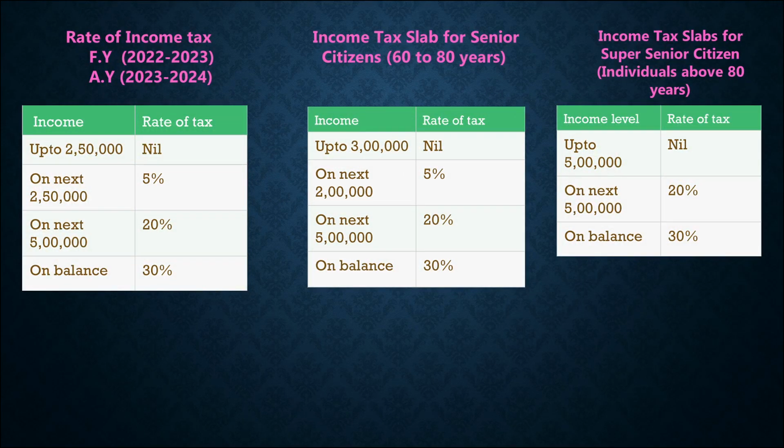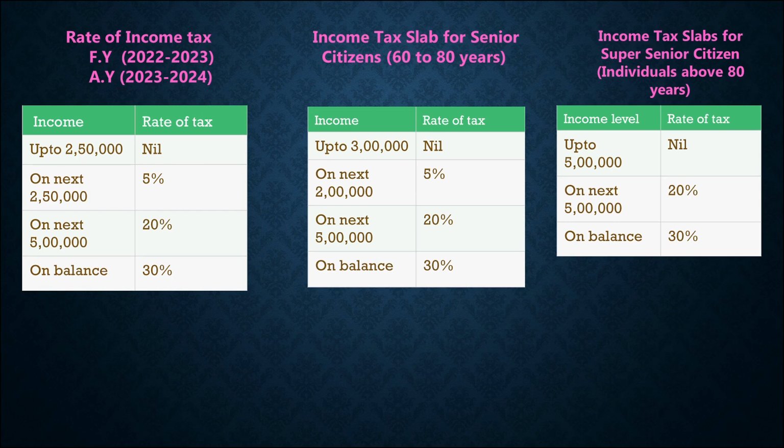And rate of income tax, financial year 2022-2023 and assessment year 2023-2024. The income and rate of tax, the first one is the individual. The income is divided into 4 categories, and rates of tax also. The first one, up to 2,50,000, the rate of tax is nil. On the next 2,50,000, the rate of tax is 5%, and on the next 5 lakh 20%, and then on the balance 30%.